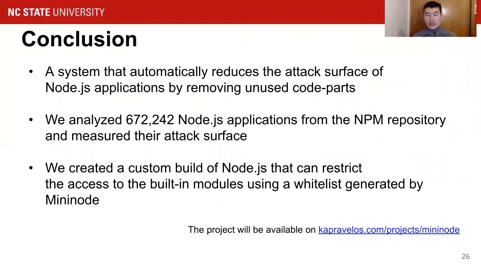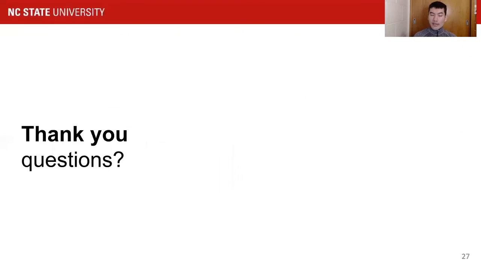So in conclusion, we developed a system that can automatically reduce the attack surface of Node.js applications by removing unused code parts. In addition to this, we analyzed the 672,000 Node.js applications from Npm repository and measured the attack surface. And then we created a custom build of Node.js that can restrict the access to built-in modules using a whitelist generated by MININODE. Thank you.